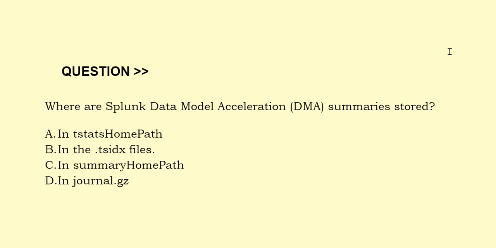Moving towards the next question. Where are Splunk data model acceleration, DMA, summaries stored? Option A. In tstats home path. Option B. In the .tsidx files. Option C. In summary home path. And option D. In journal.gz. The correct answer is option A.